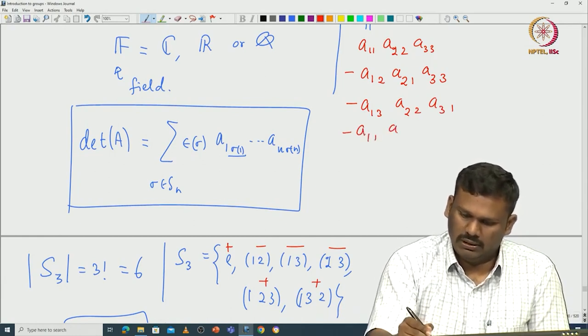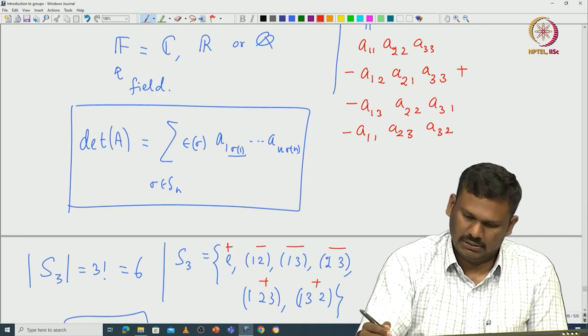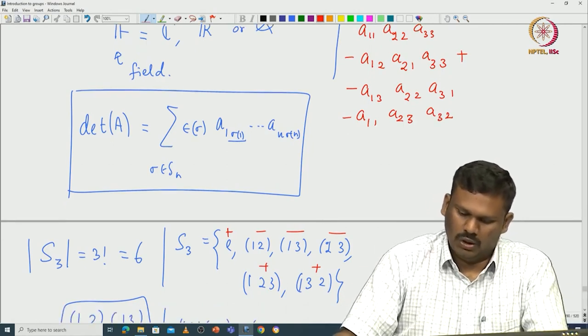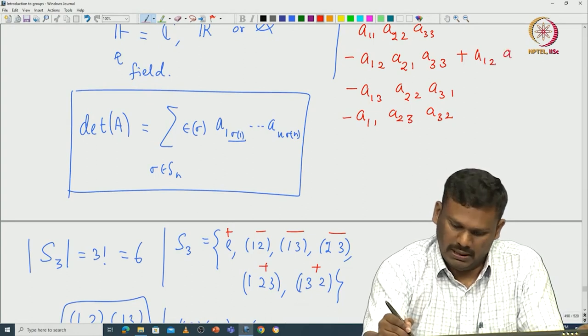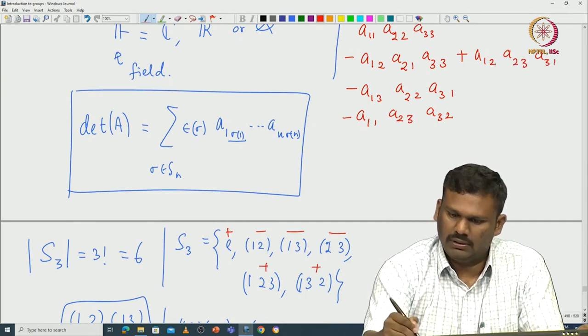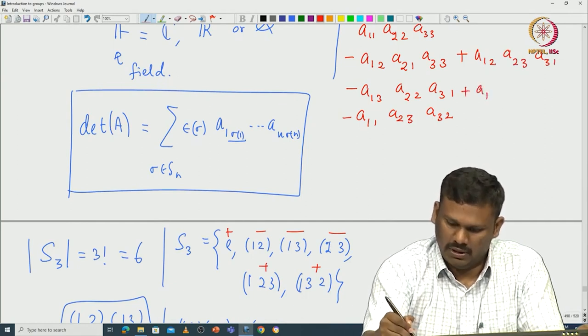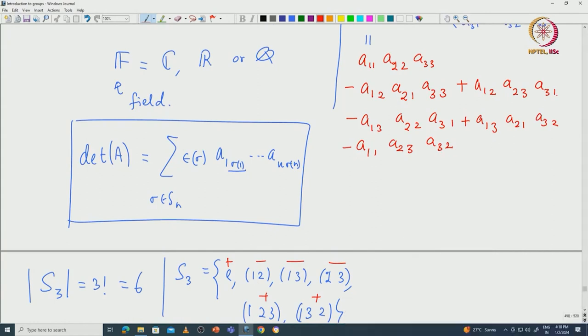A1 goes to 1, A2, 2 goes to 3, A3 goes to 2, and then plus. Similarly, for (1 2 3): A1 goes to 2, A2 goes to 3, and A3 goes to 1, plus A1 goes to 3, A2 goes to 1, A3 goes to 2. So these are the terms. You can cross check.